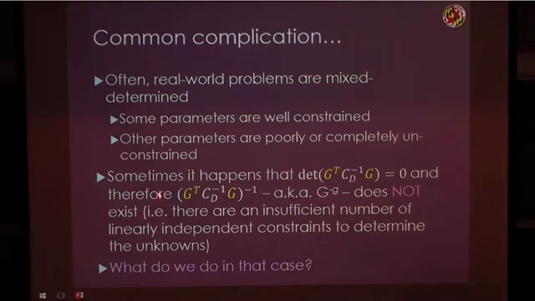So when this matrix doesn't exist, what do you do? When that matrix doesn't exist, the problem is telling you that there's an insufficient number of linearly independent constraints to determine the unknowns. In other words, you don't have enough independent data to answer the question that you're asking the inverse problem. And so what do we do in that case?